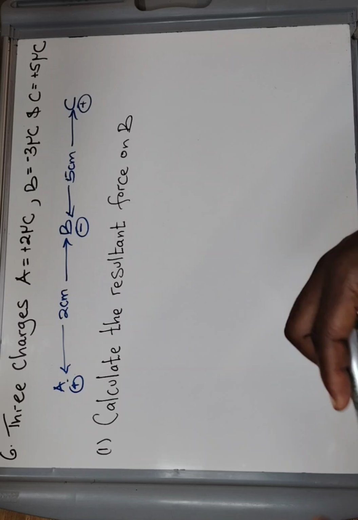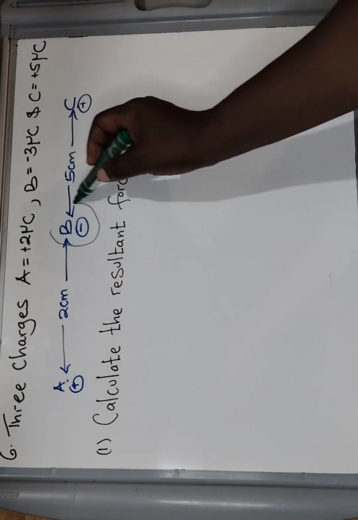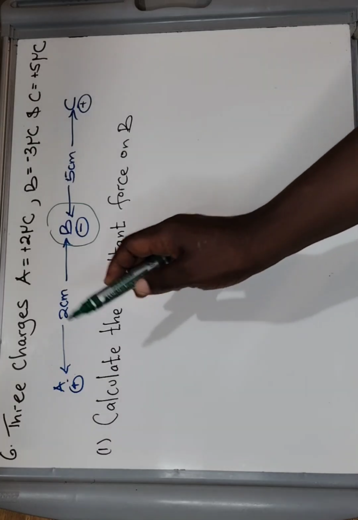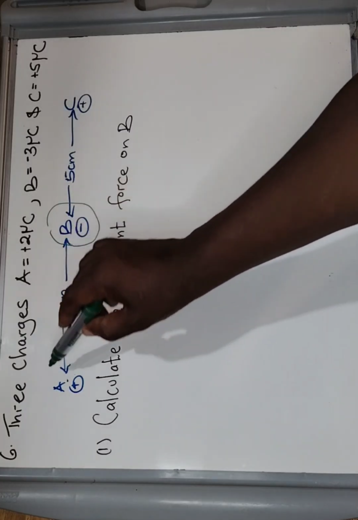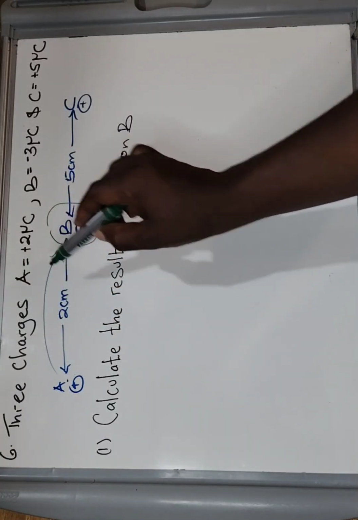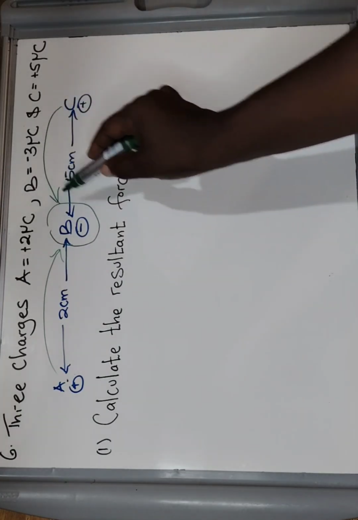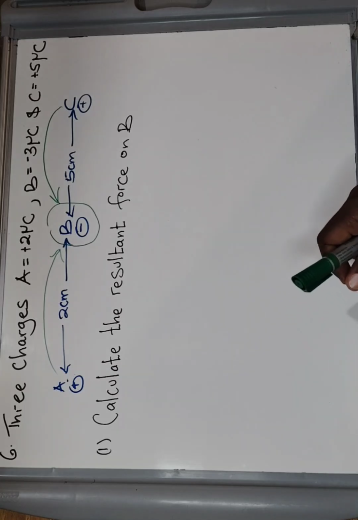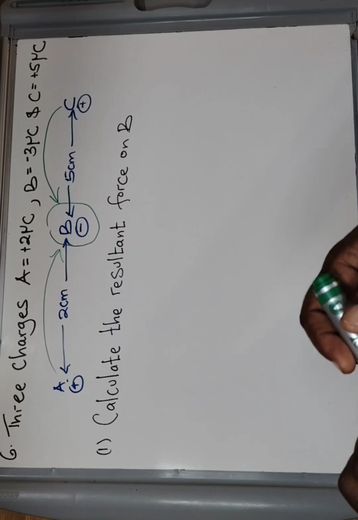So, what do we have to understand here? This is the charge whose resultant force we are going to calculate. And what you have to know is that A has influence on B, and C has influence on B. Now, when you add those two influences, what you'll get will be the net force.